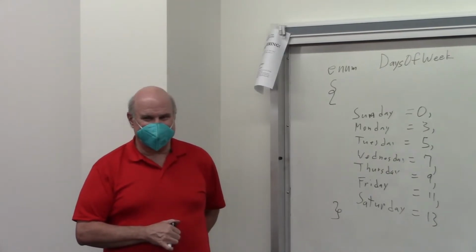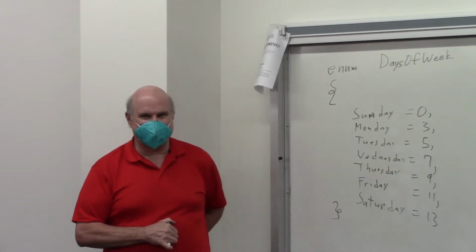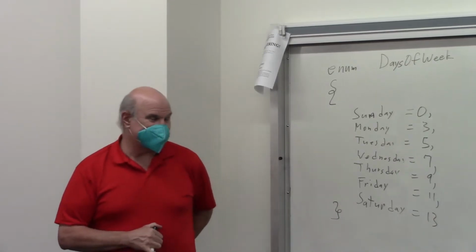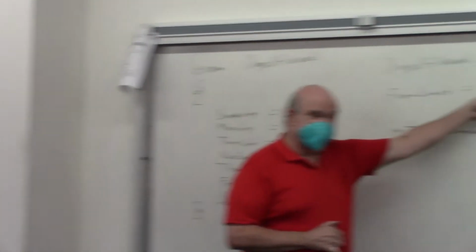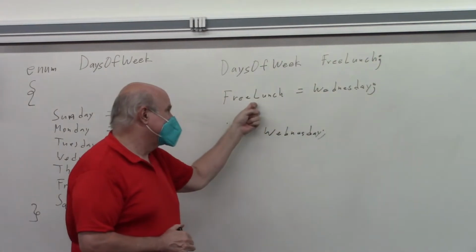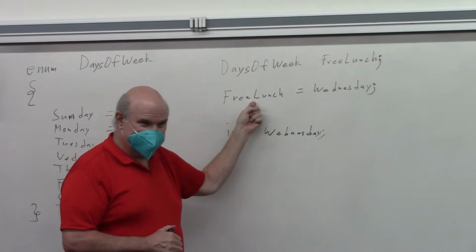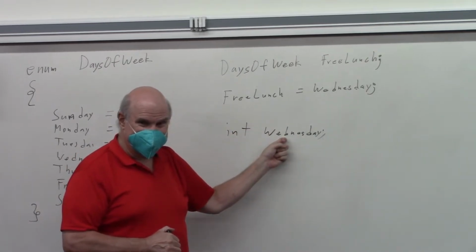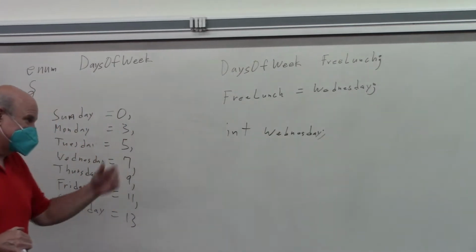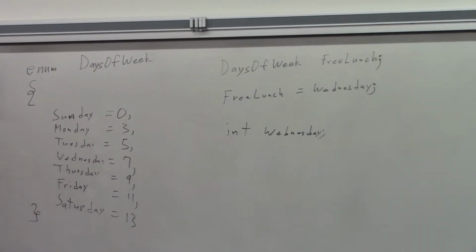But the point is, what is the semantic information the compiler has? The compiler has sufficient semantic information to know that he can only assign Wednesday to something called free lunch. Right? If he has an integer, a variable called Wednesday, and he wants to assign something to it, well, because it's an integer, there's an interesting casting question here. So you could probably write bad code. That's why I think the compiler is going to give you an error.